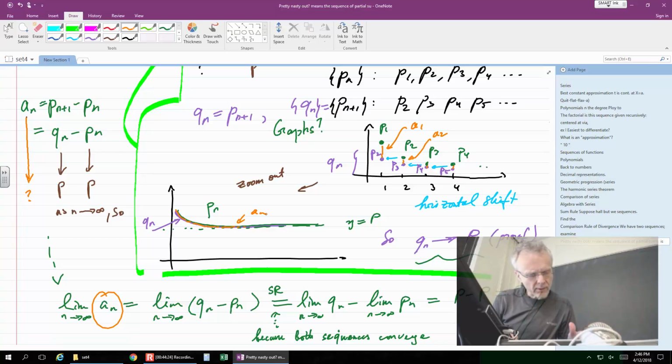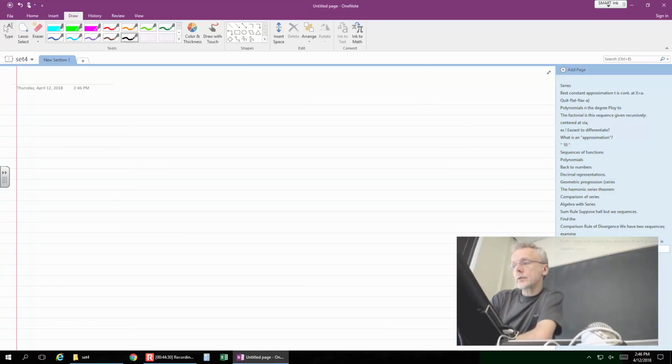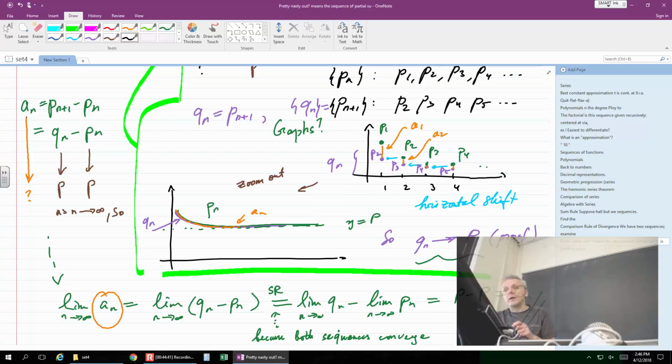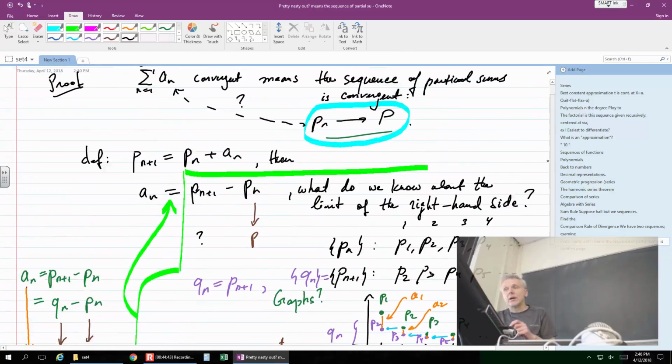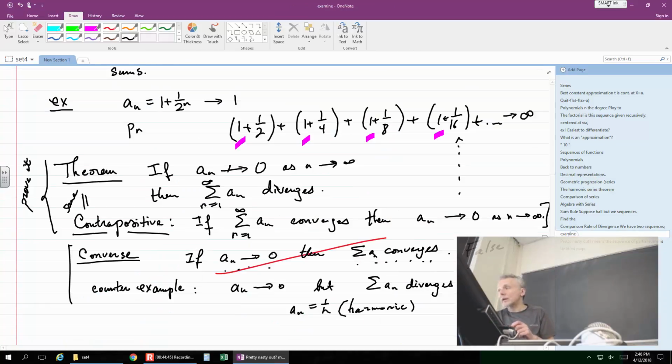Divergence test. Okay, let me just start on the next one. This divergence test is whenever you encounter a series, the number one thing to verify. Look at the sequence itself, where it comes from, and make sure that it goes to 0. If it does not, you're done. There is nothing for you to do because the series diverges. The end.